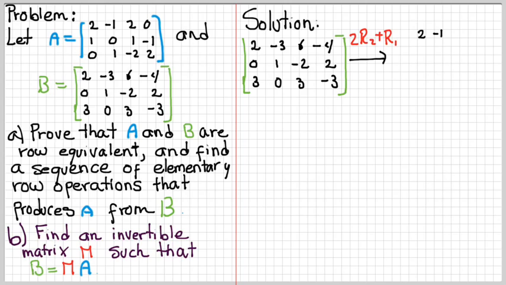You see that after multiplying row 2 by 2 and adding it to row 1, you start to get this sequence of numbers: 2, minus 1, 2, and 0. Then the rest of the matrix remains the same, and then we have to perform another row operation.